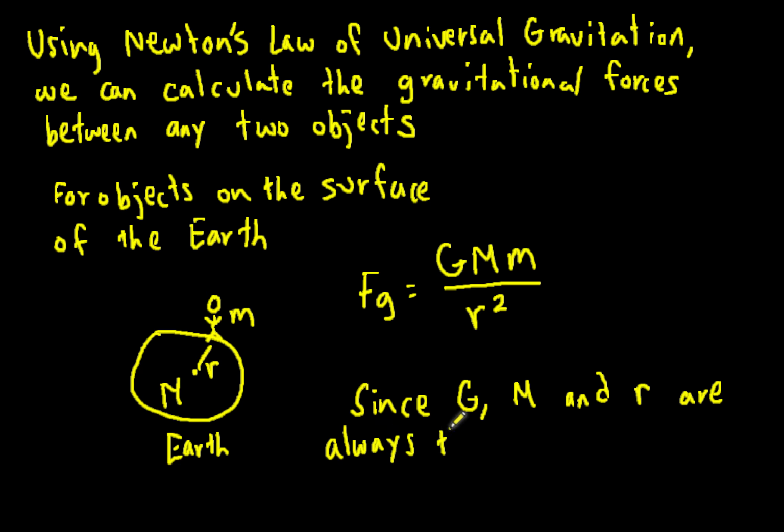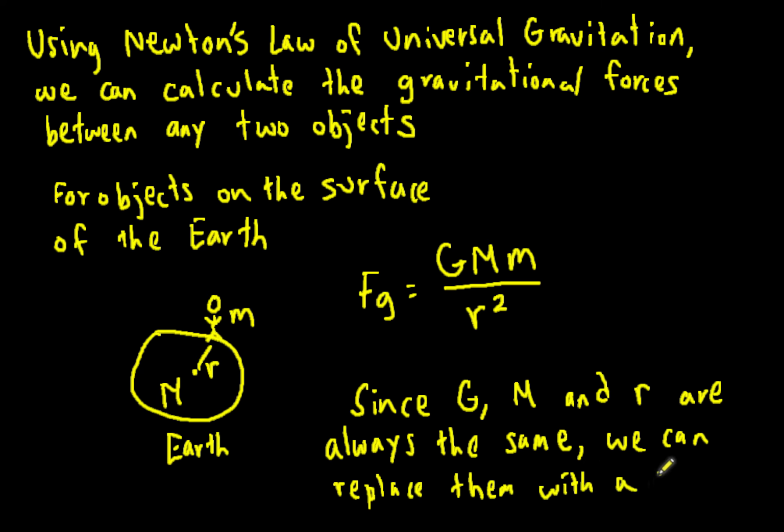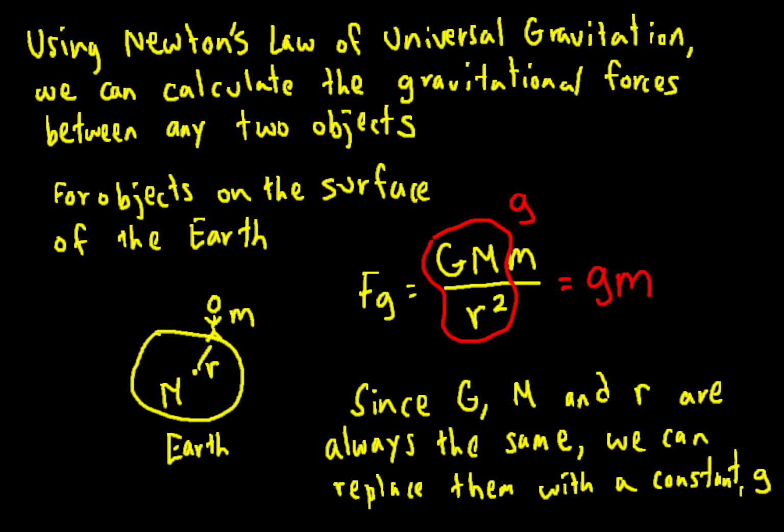Doesn't matter where you are on Earth, the mass of the Earth is always the same mass. For this reason, we can replace these three values in the formula with a constant. This constant may look familiar to you. We use the letter g in lowercase. So G uppercase, big M over R squared, is replaced with little g, which gives us Fg equals g times m, which might look familiar. Fg equals mg.